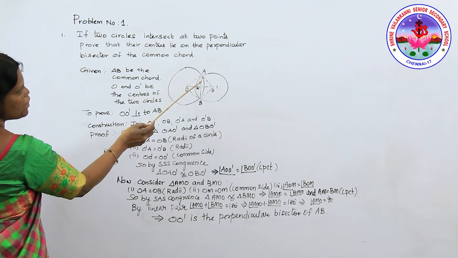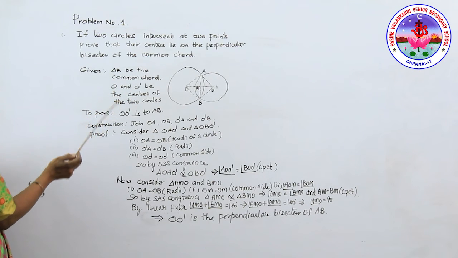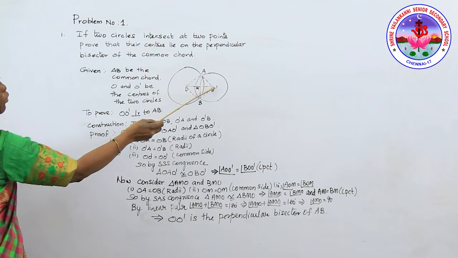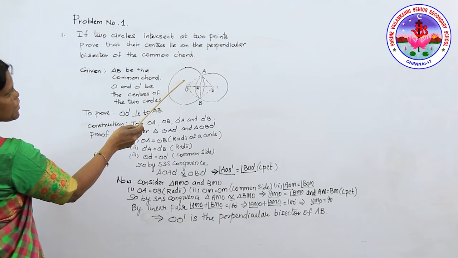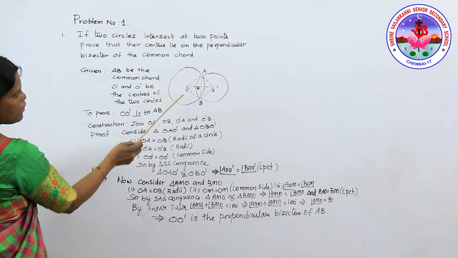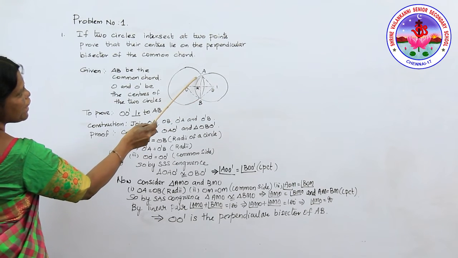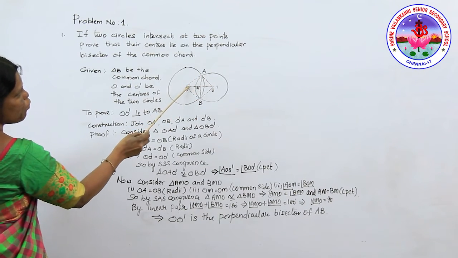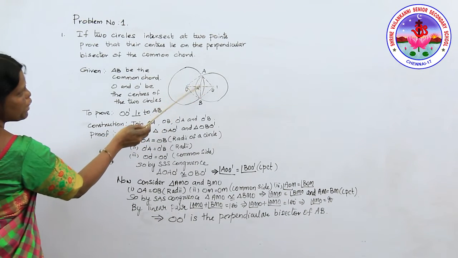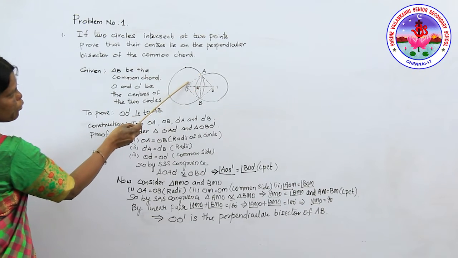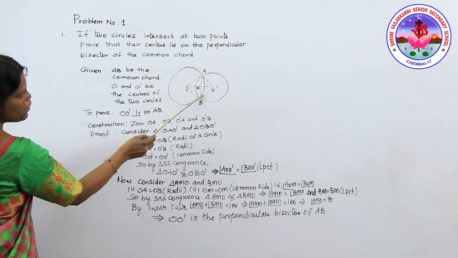So now coming to the solution, AB is the common chord, and O and O dash are the centers of the circles. I want to prove that line OO dash is a perpendicular bisector of AB. So going to the construction, I have joined OA, OB, O dash A, O dash B. Now I am going to take the triangles OAO dash and OBO dash in order to prove congruence. When we compare those two triangles, we find that OA is equal to OB, radii of the circle. O dash A is equal to O dash B.